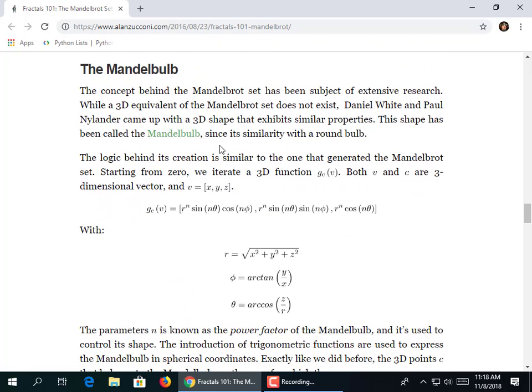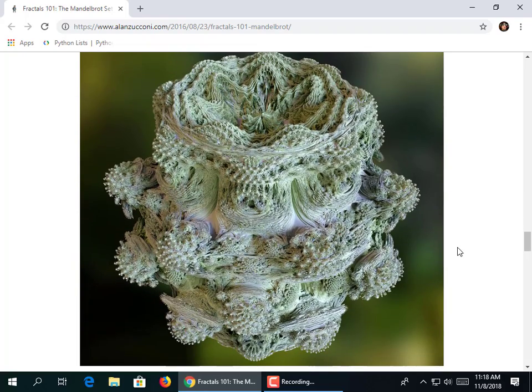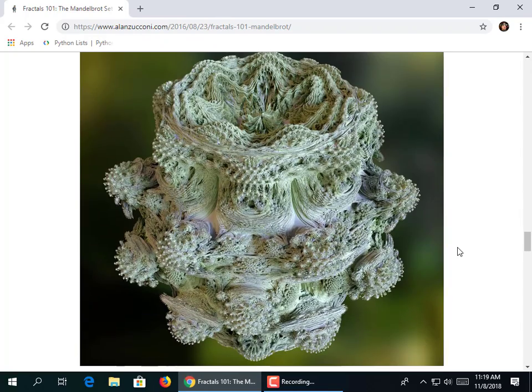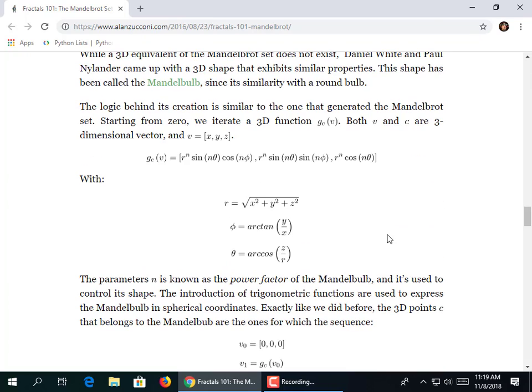So this is the Mandelbulb. There's an example of that. All done with fractals. It's like a bacteria or something. Some sort of plant bulb. So that's done with this right here.